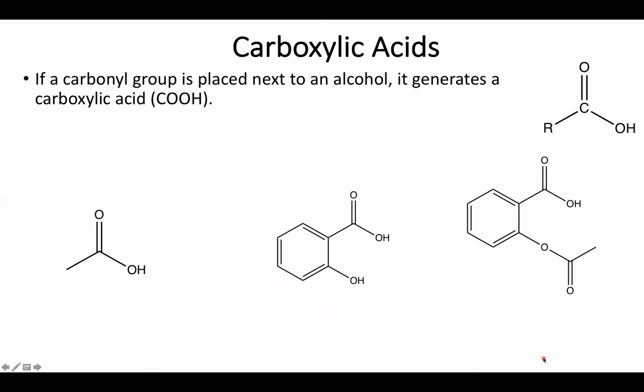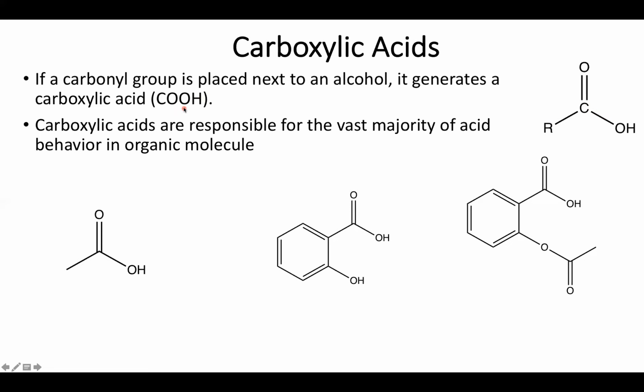So the next important functional group is carboxylic acids. So this happens when we put a carbonyl group next to an alcohol, and this generates a classic COOH behavior. So if you see this in a condensed notation, we have a carboxylic acid. And almost all of the acid behavior in organic molecules is due to the presence of carboxylic acid. So this is one of the most important functional groups to recognize. So this can almost always be recognized by having the -oic acid suffix. So these are some of our classic oxy acids.